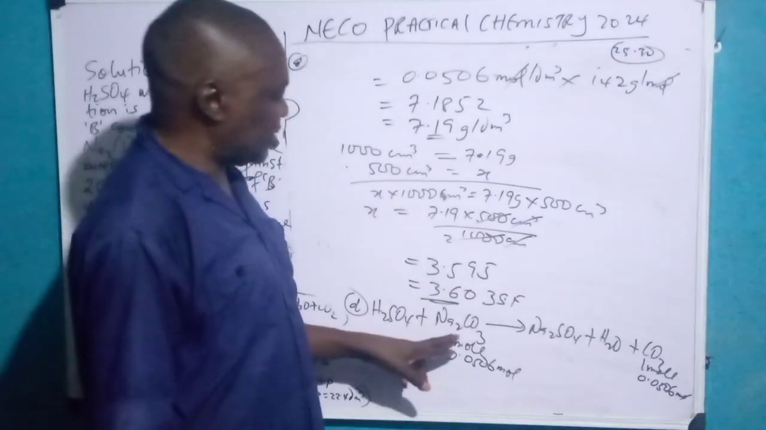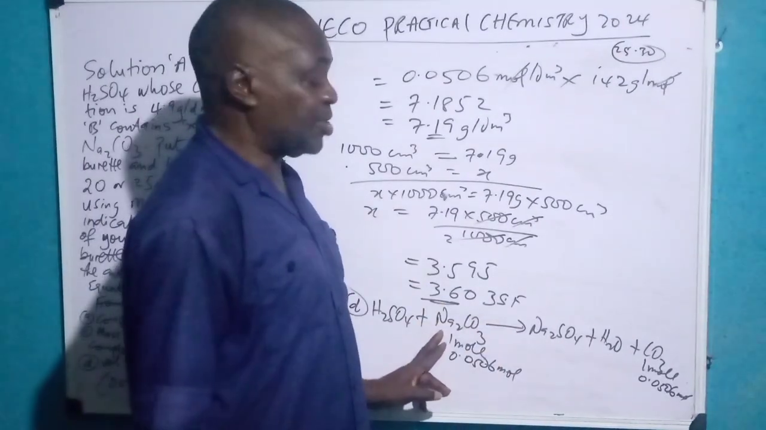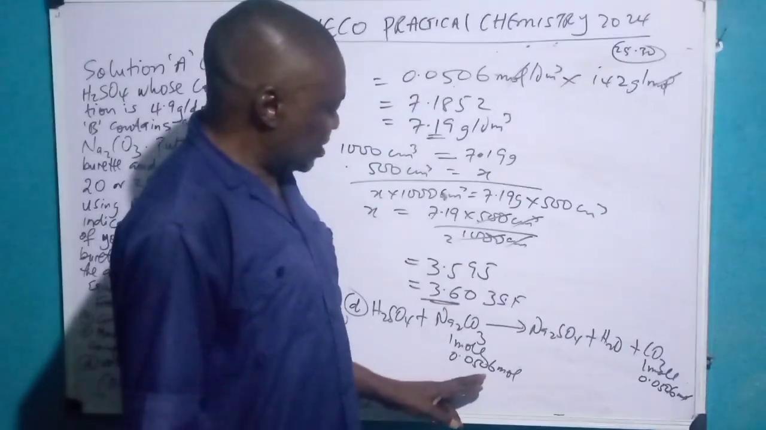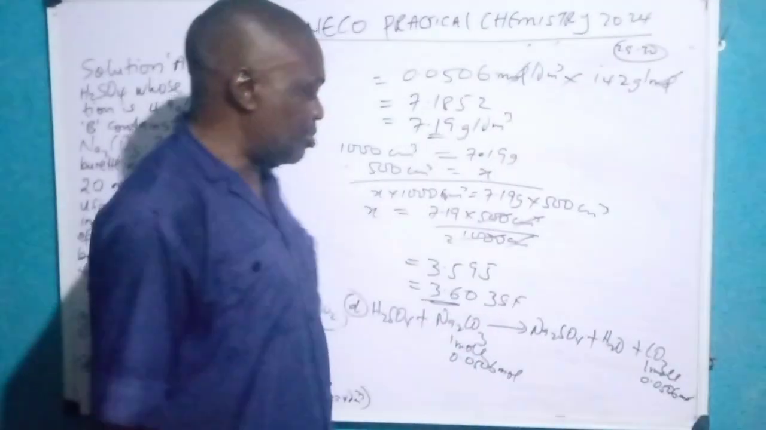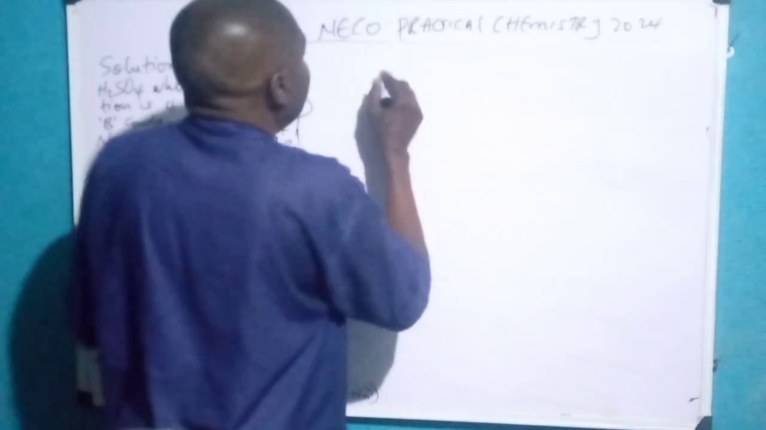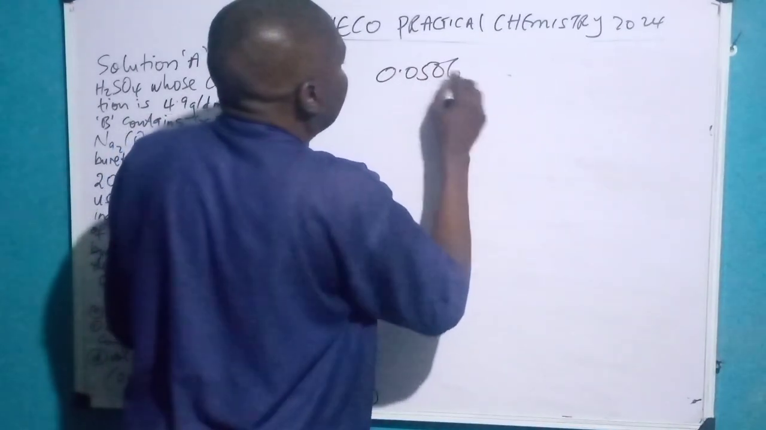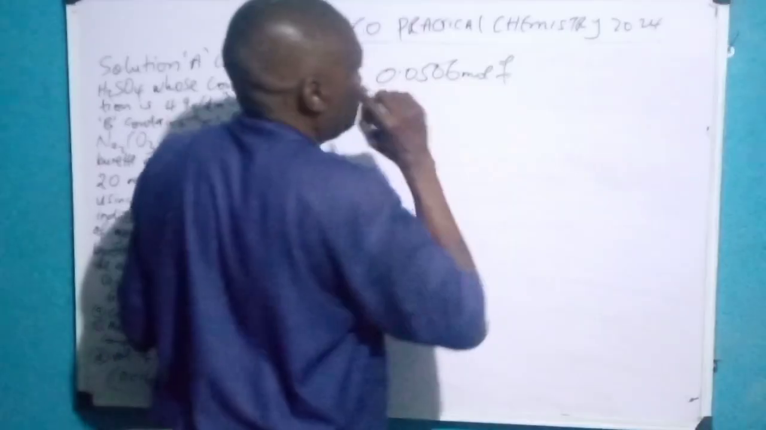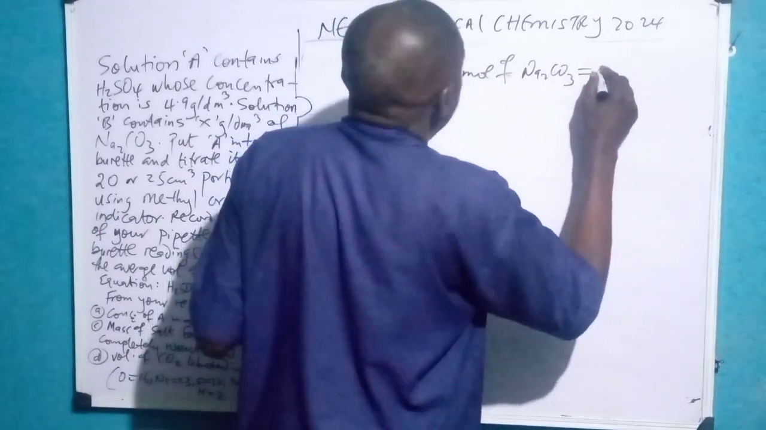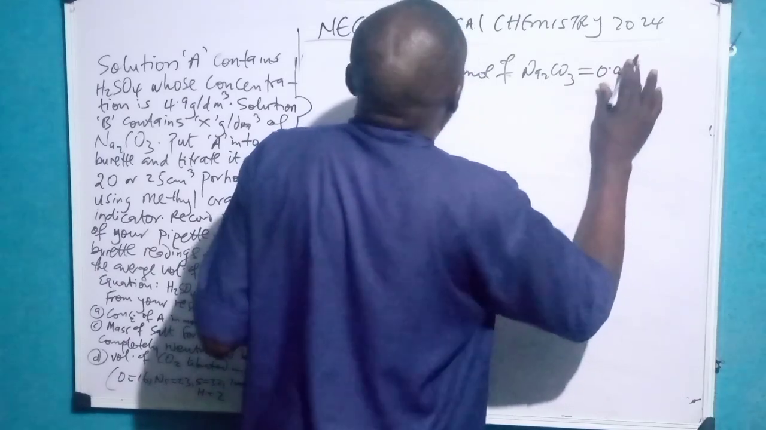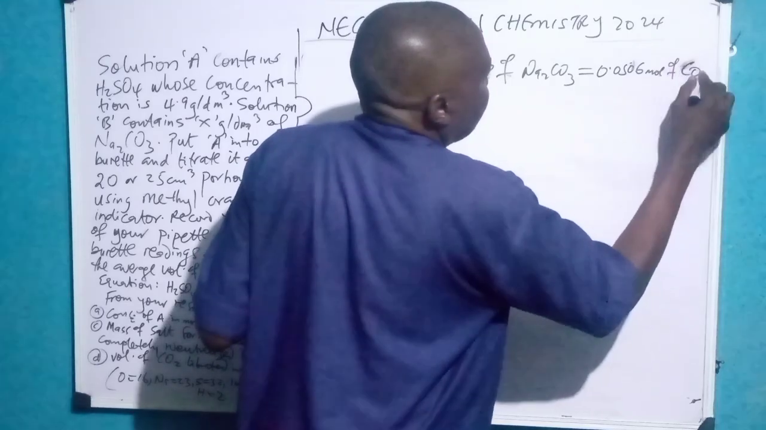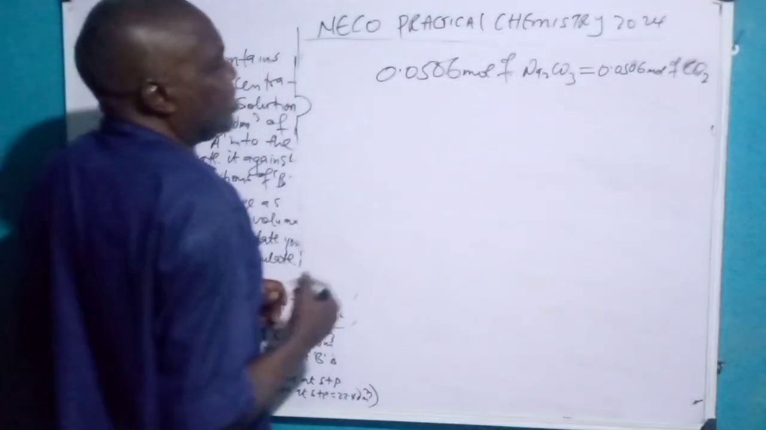So you see H2SO4 plus Na2CO3, you have this 1 mole of sodium carbonate gave 1 mole of carbon dioxide. Therefore 0.0506 mole give you 0.0506 mole. Like we already said, 0.0506 mole of Na2CO3 gave 0.0506 mole of CO2. So that's what we said.